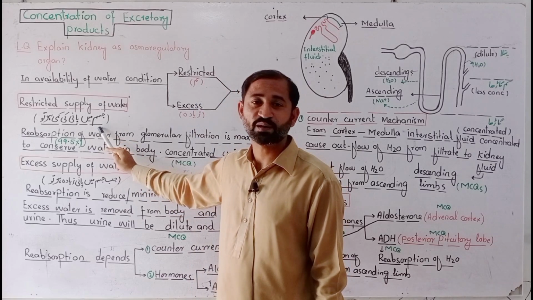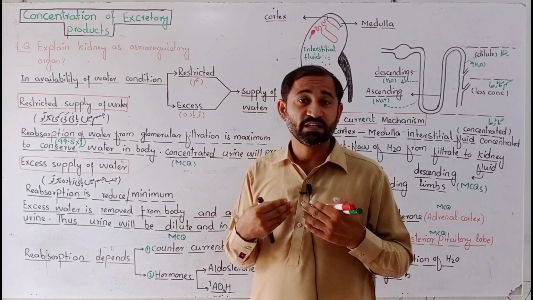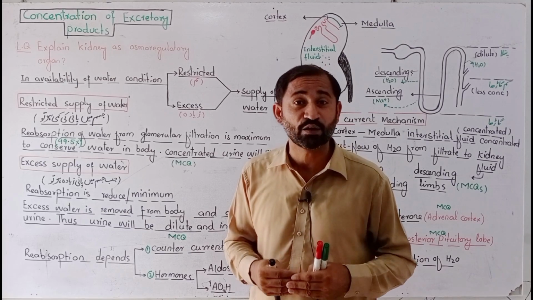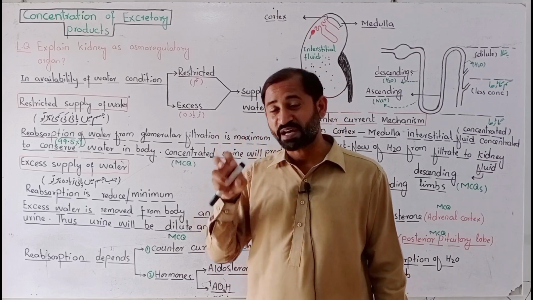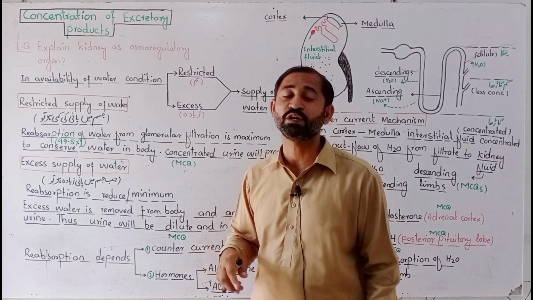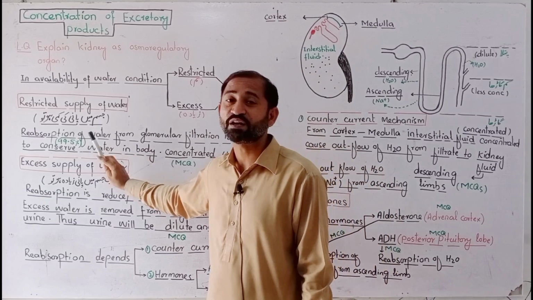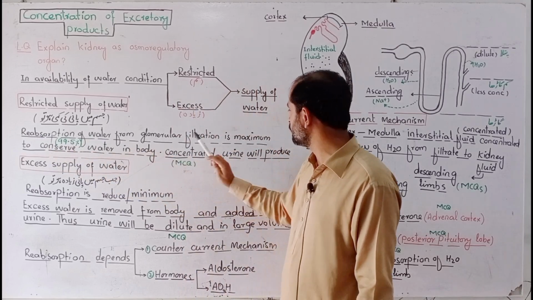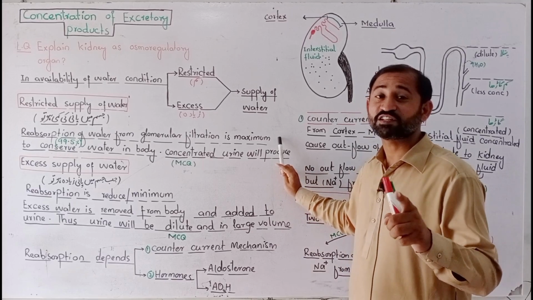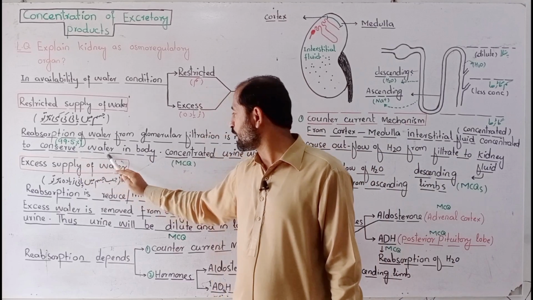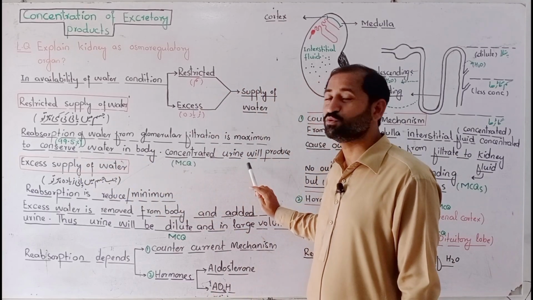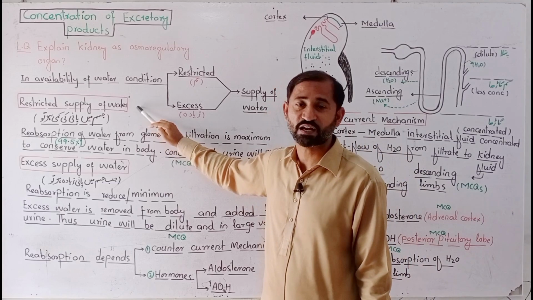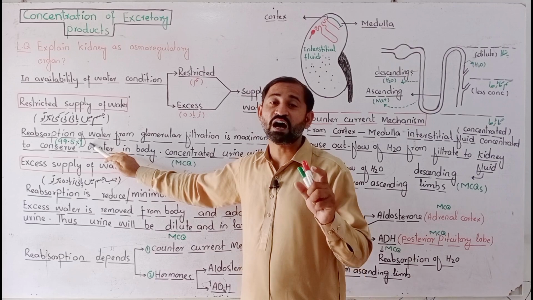If there is a deficiency of water in the body, the kidney does not allow water to be released along with urine. So it reabsorbs the maximum and conserves water within the body fluid, up to 99.5%. So this is the situation where reabsorption of water from glomerular filtration is maximum. If there is a shortage of water in the body, to conserve water, concentrated urine will be produced. You have to write this statement in your textbook while explaining restricted supply of water, and this line is written in the last line of this paragraph.